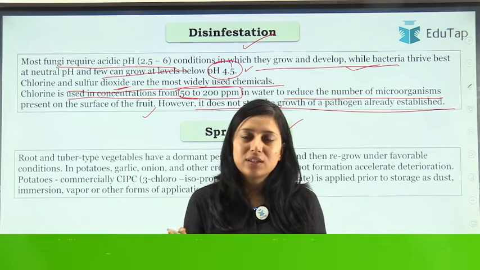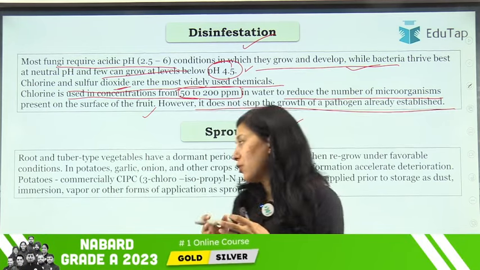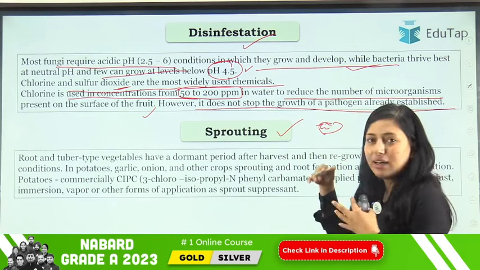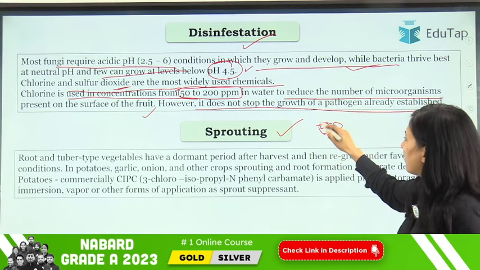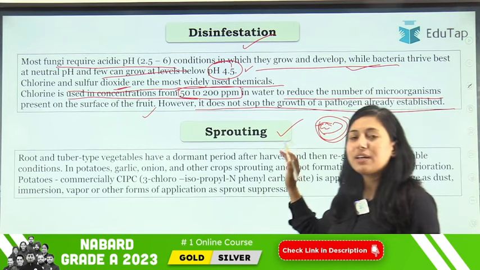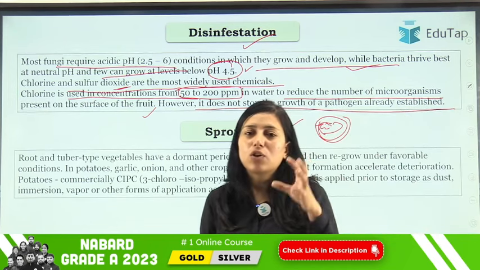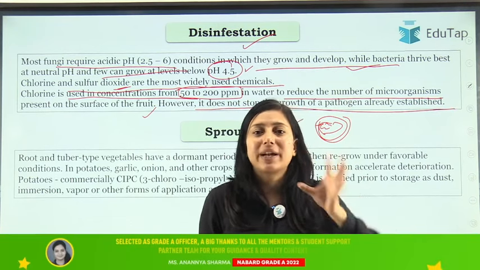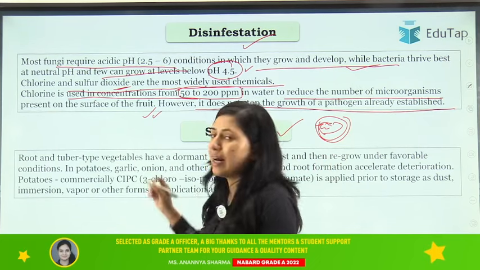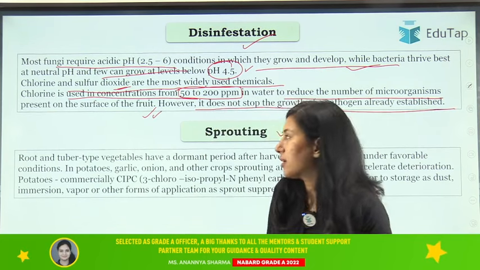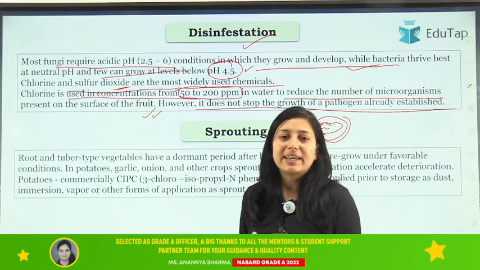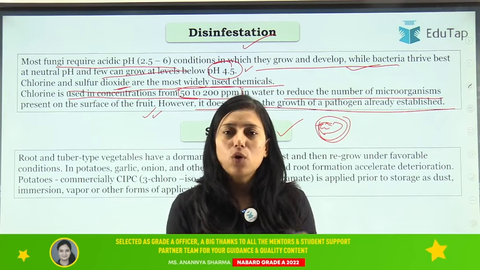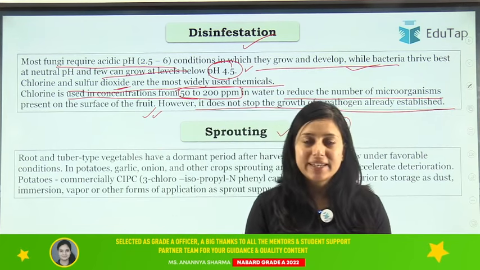However, chlorine does not kill the pathogen that is already established in the fruit. For example, I have an apple, and there is already a fungus infestation. If I wash it with chlorine, the infestation will not spread. Okay, it will not control what is already there in the produce, but it will control its spreading. So chlorine water will just arrest the growth of that fungus, while chlorine and sulfur dioxide can kill this pathogen. So basically, why are we doing disinfestation? Basically to remove all the fungus and bacteria from the produce.